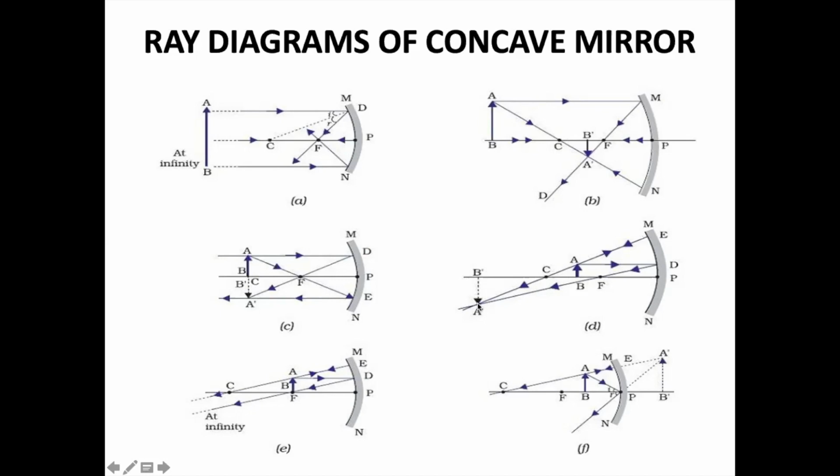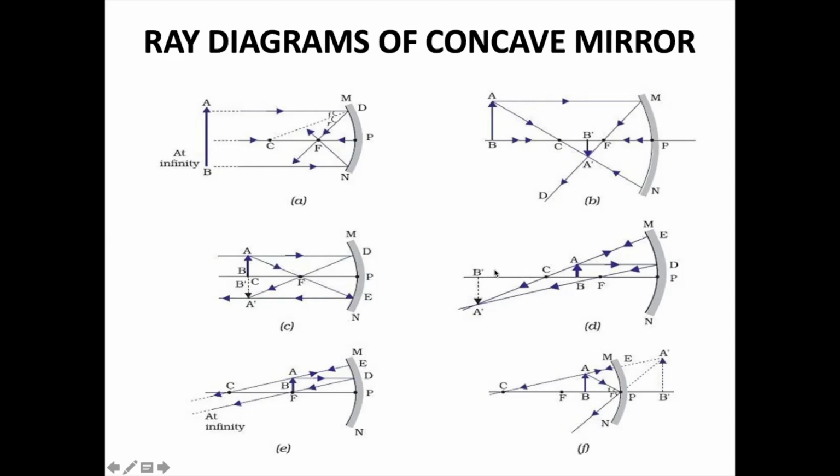Where we have kept an arrow, you can name it A dash B dash. What is the size of the A dash B dash image? It is larger than the object AB. So here what can I say? Position of the object is between C and F. This is the position of the object. Then what is the position of the image?